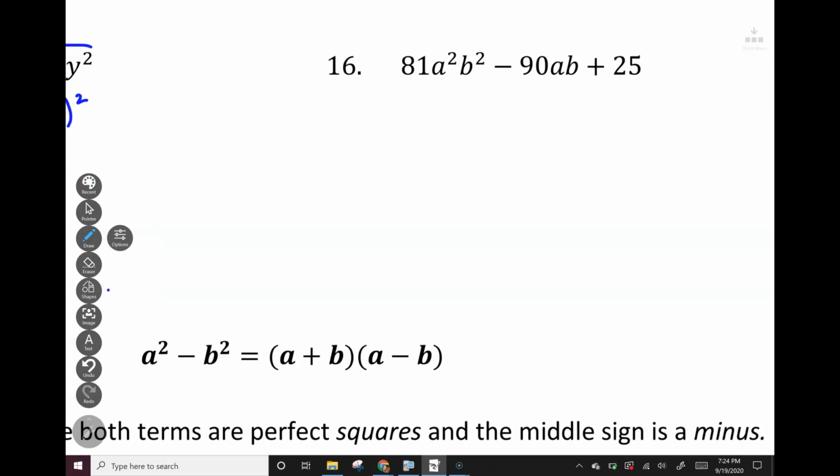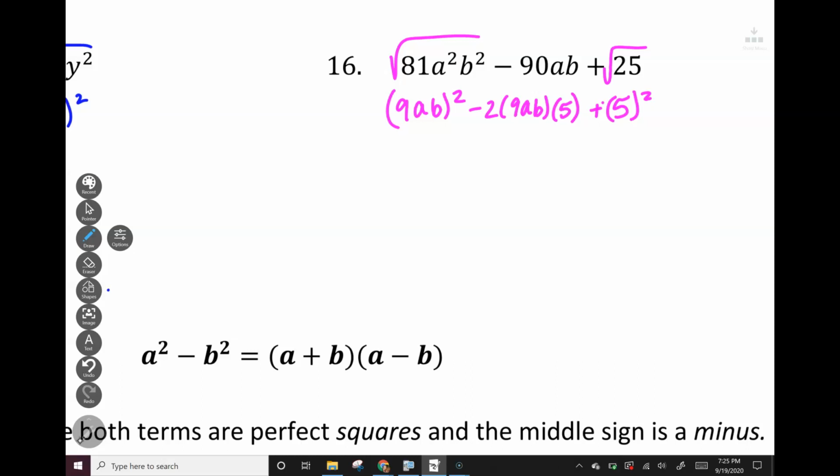16, let's see, is there a GCF? We've got 9, 3, no, I don't see any GCFs, so let's move on. Taking the square root of the first and the last term, that gives me 9ab. The last one is 5, so I'm going to check and make sure that this middle term is 2 times 9ab times 5. And it is. Yep.